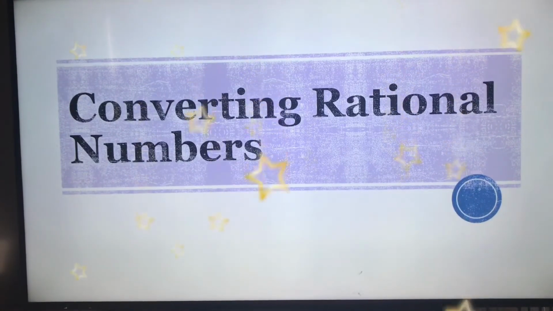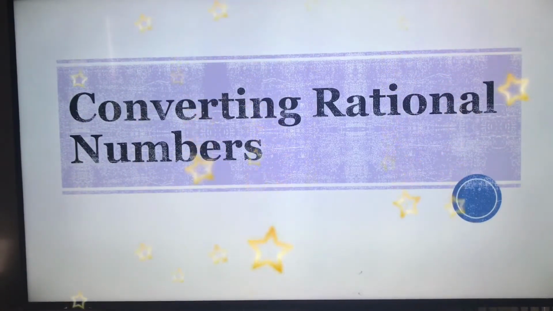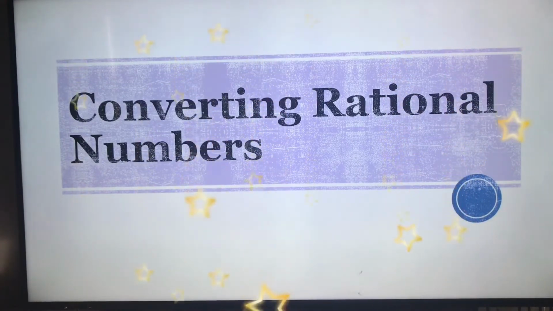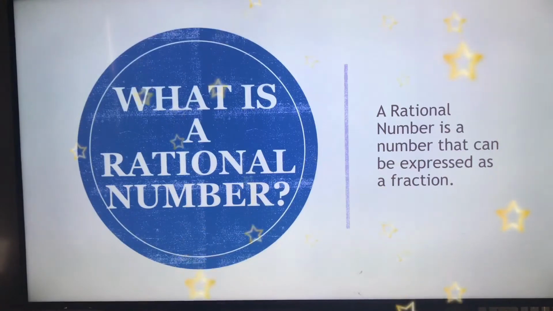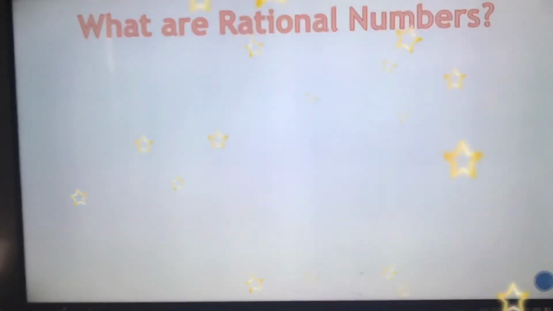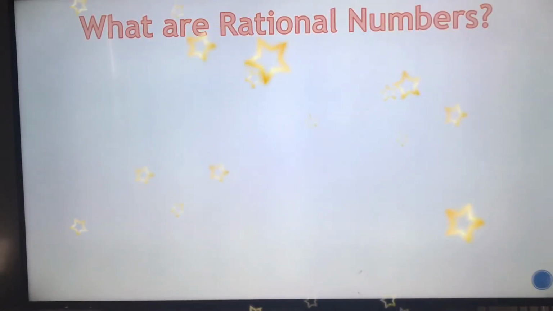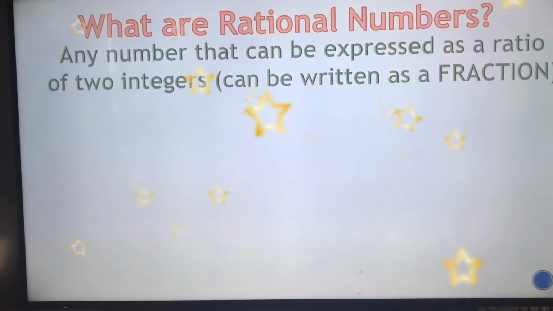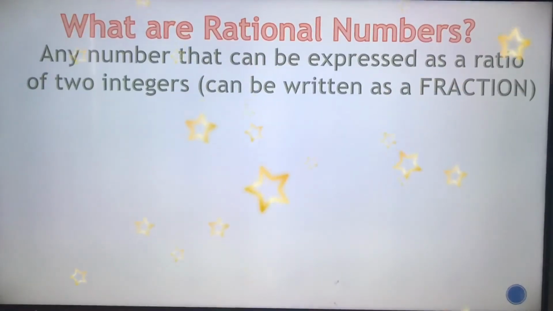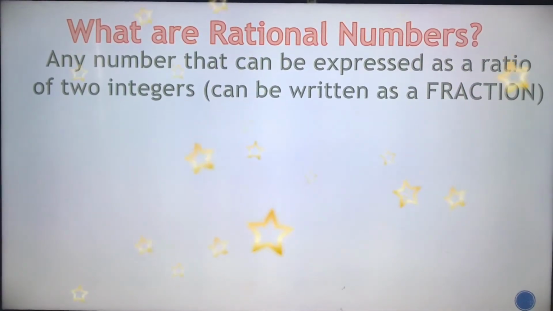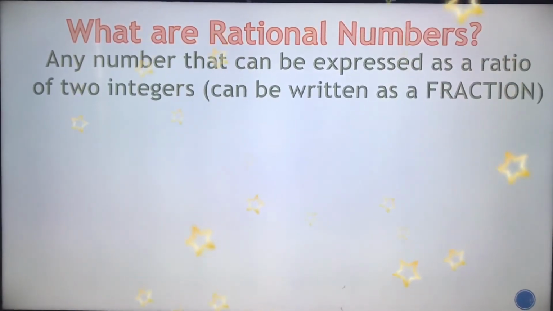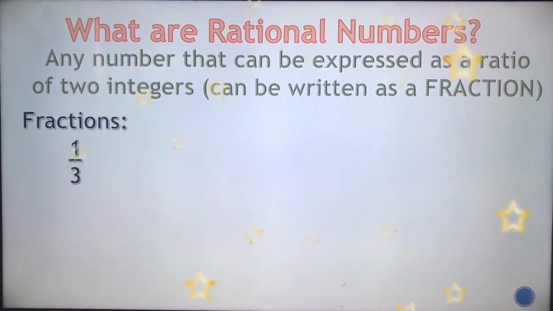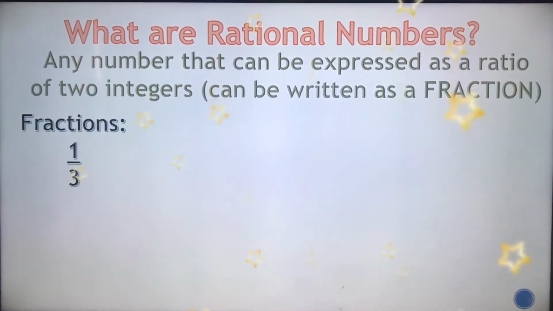This video is going to cover topics for converting rational numbers. A rational number is a number that can be expressed as a fraction. So let's look at what a rational number is in detail. Remember, it's basically a number that can be expressed as a ratio of two integers. In simple terms, it can be written as a fraction. So always a fraction or a mixed number is a rational number.